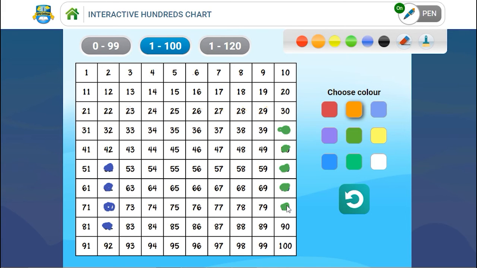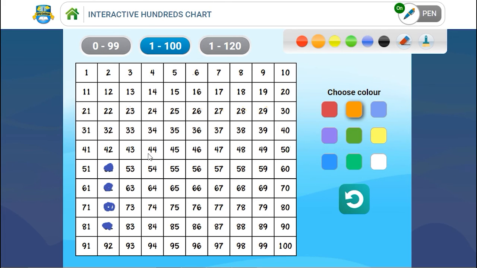So more than likely, Siobhan might go 76, 77, 78, 79, it's 80. Or we could highlight that we're going backwards from 100 to 90. We're going back in what count? In tens. So it's going to be 80, 70, 60, 50, 40.